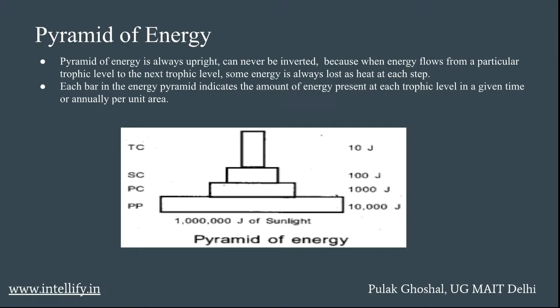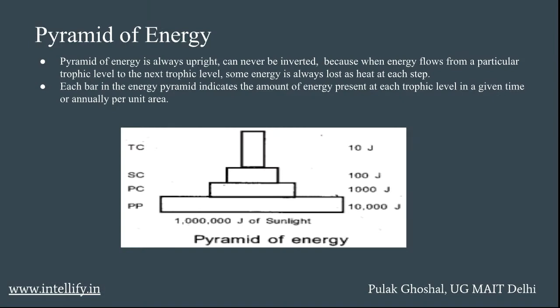Next is the pyramid of energy. The pyramid of energy is always upright and can never be inverted, because when energy flows from a particular trophic level to the next trophic level, some energy is always lost as heat, and there is a unidirectional flow of energy. So here we can see that the 10% law is followed.